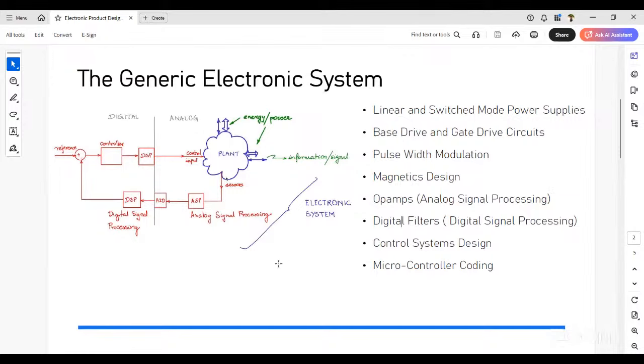Many of these circuits have switches, which could be BJTs or MOSFETs, and so you have driver circuits to drive them: the base drive and gate drive circuits. We'll be talking a little about pulse width modulation.